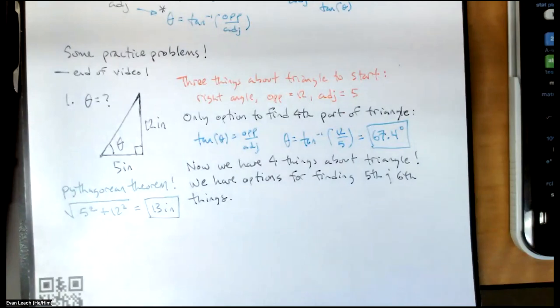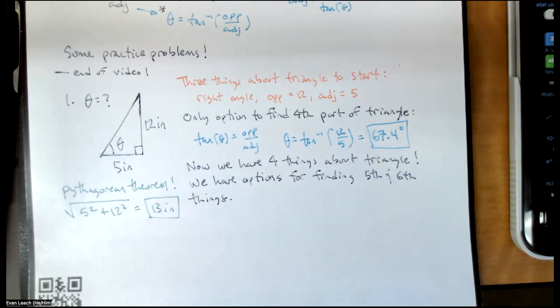So 5 squared plus 12 squared is the hypotenuse squared. So the square root of 5 squared plus 12 squared will give us the hypotenuse, which is 13. Or maybe you immediately recognize this as a 5, 12, 13 right triangle. Did anybody recognize the 5 and 12 and put the 13 in there?